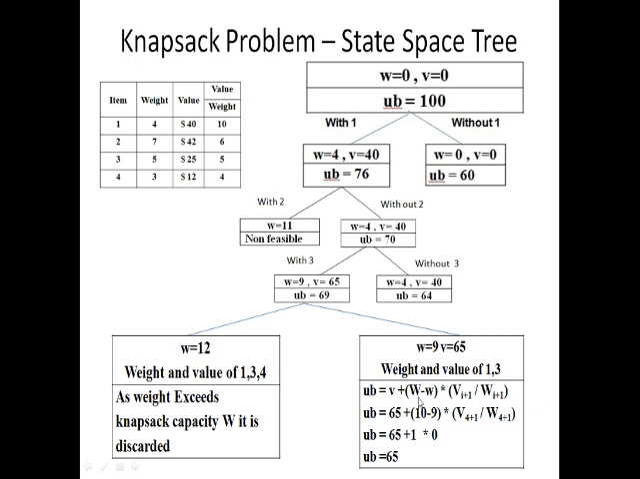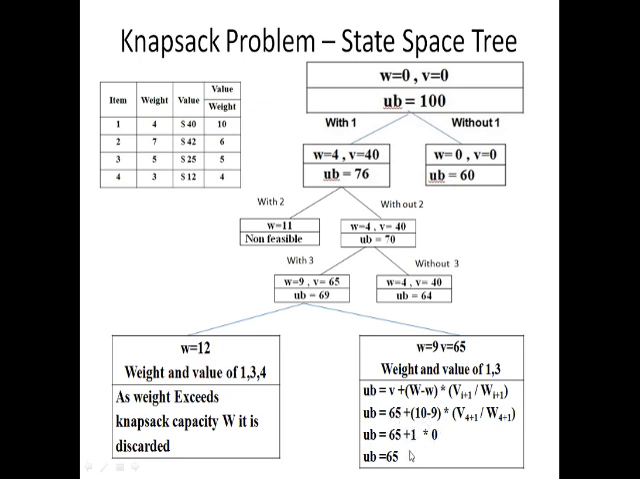V plus W minus W into Vi plus 1 by Wi plus 1. That is 65 plus capital W is 10 minus small w is 9 into Vi plus 1 by Wi plus 1. I value is 4 because we are in the fourth level. First level, second level, third level, fourth level. When V4 plus 1 by W4 plus 1, which means that V5 by W5. Here we don't have any fifth item. So we place it as 0. 65 plus 10 minus 9 is 1 into 0.